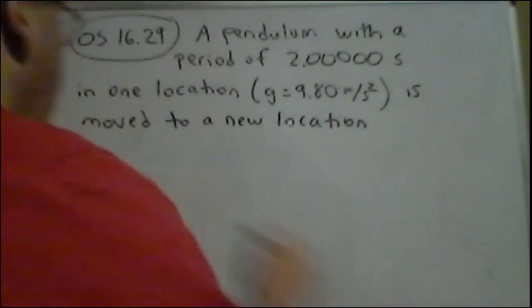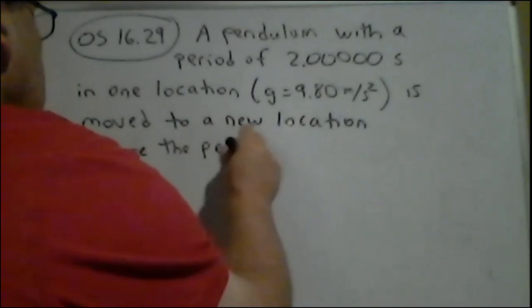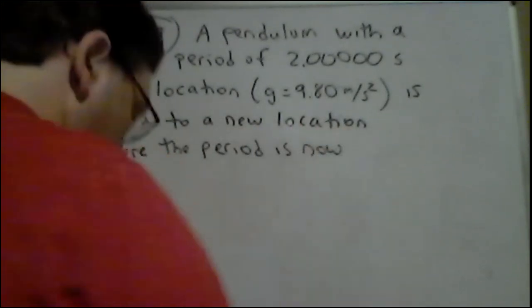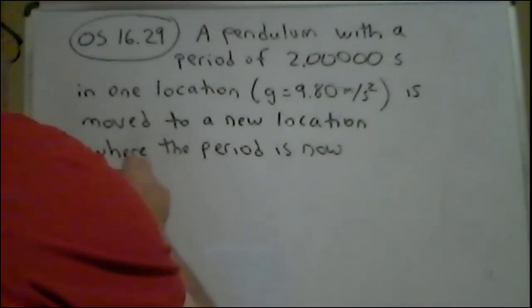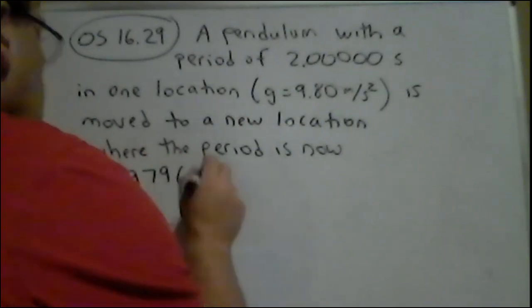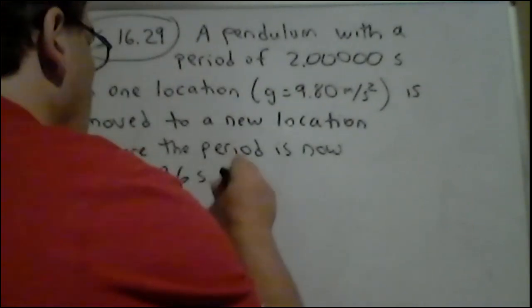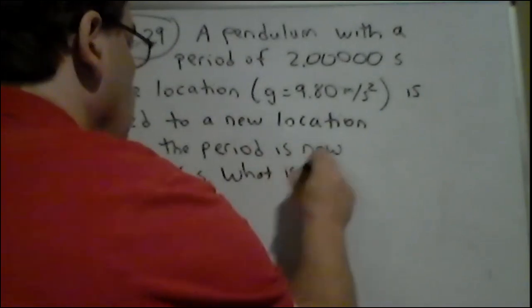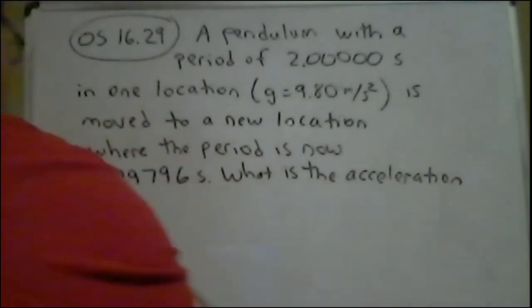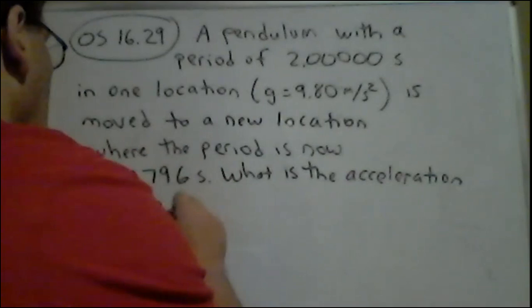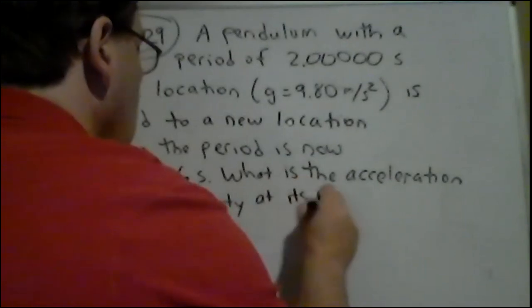Where the period is now 1.99796 seconds. What is the acceleration of gravity at the new location? So what is the acceleration due to gravity at its new location?